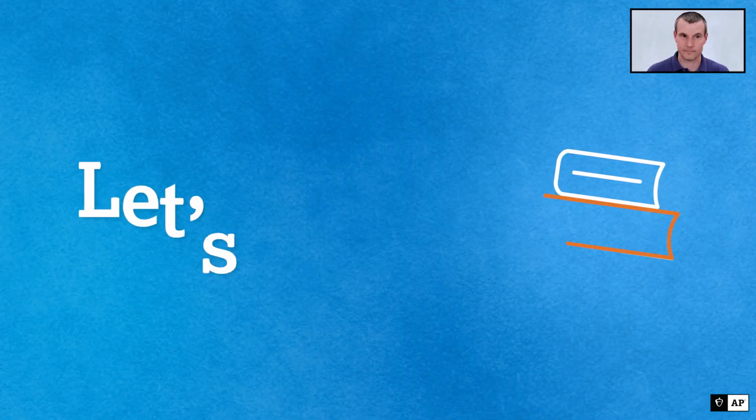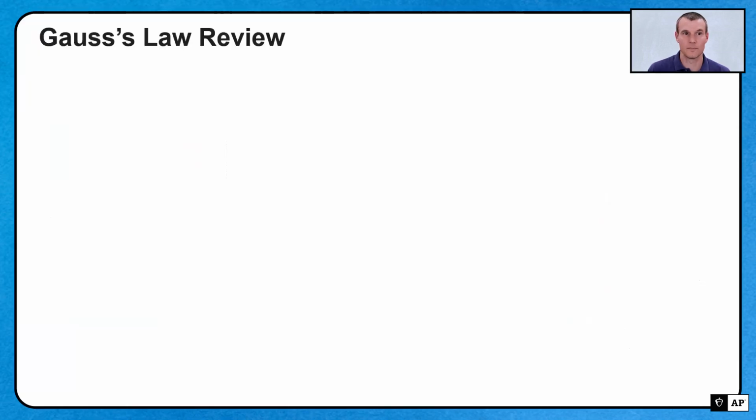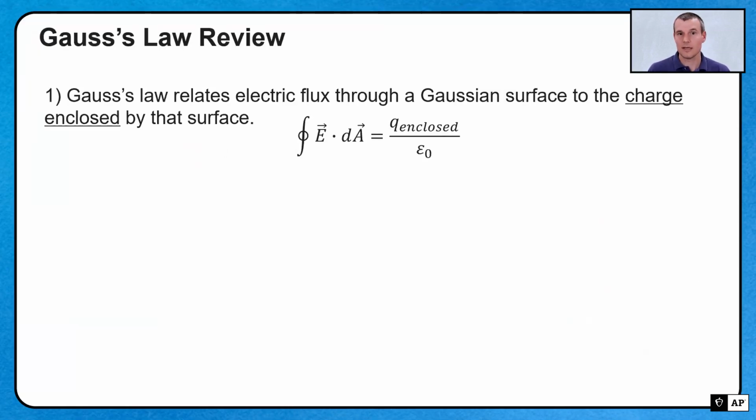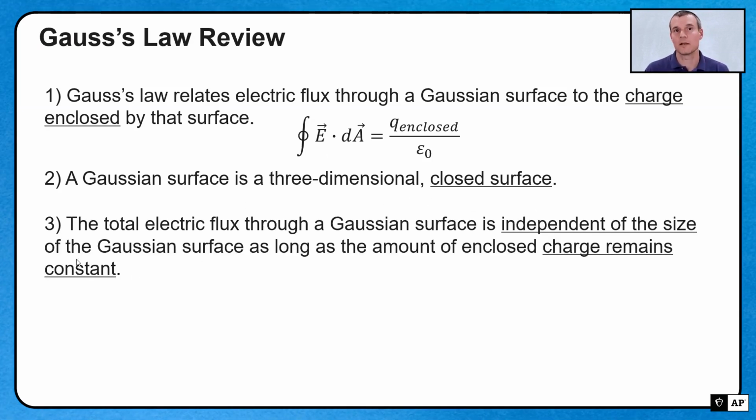So let's do a brief review of a couple of these concepts we've discussed about Gauss's law. Gauss's law relates electric flux through the closed surface to the charge that's enclosed by that surface. Our Gaussian surface is that three-dimensional closed surface like we said before. The third one we're going to expand on the next slide a little bit more, but let's think about it briefly. It says the total electric flux through a Gaussian surface is independent of the size of the Gaussian surface as long as the total amount of charge enclosed remains constant.